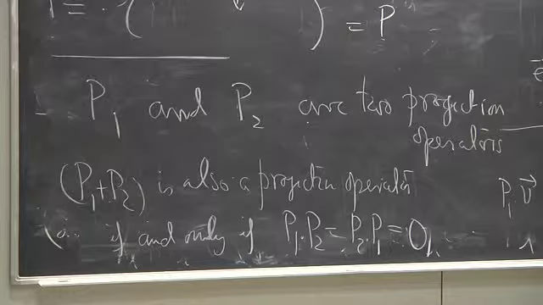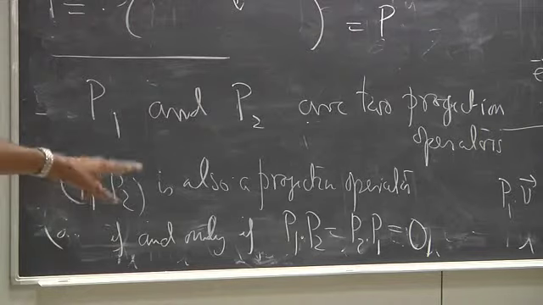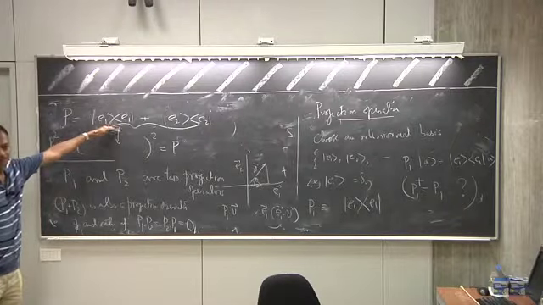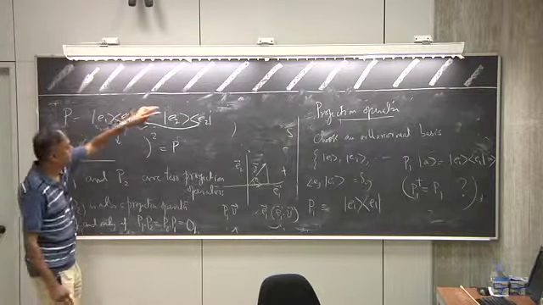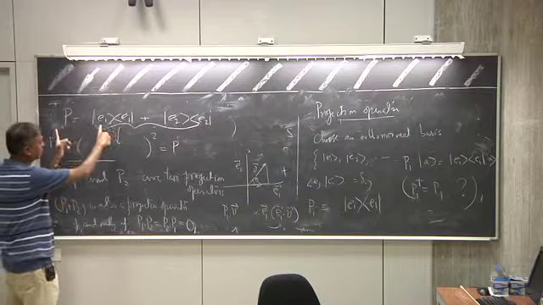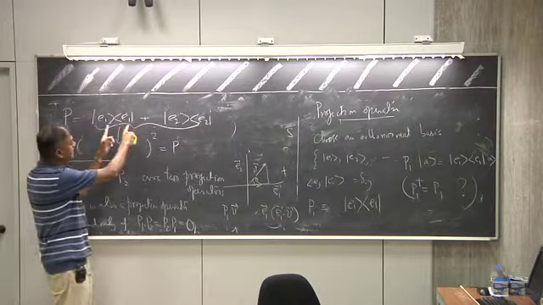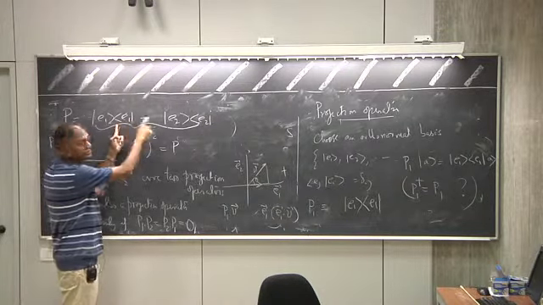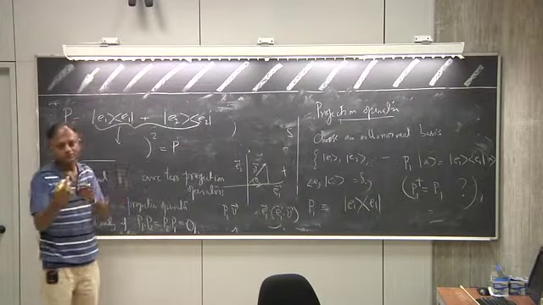I will not prove this; it's given in the notes. Those of you who are interested can look at the proof. But I just illustrated it by this example. Think of this as P1 and that as P2. Then the sum was again a projection operator, and the crucial point there was that P1 times P2 and P2 times P1 were 0.